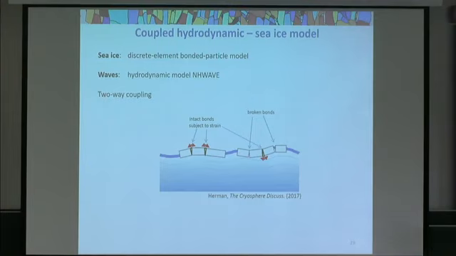Something that I've been working on recently, a coupled hydrodynamic sea ice model, which includes the sea ice module, which is a simplified design version, so to say. It is a discrete element model, and the wave module, which is based on the hydrodynamic model NH wave. So this is the cartoon with the idea of the whole model. There was a two-way coupling between the DEM and the wave model.